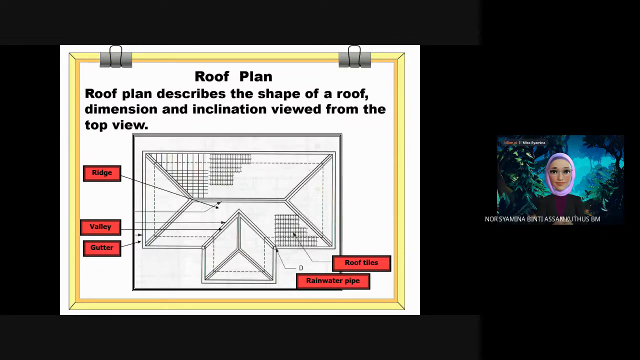Another one will be your roof plan. So the roof plan shows you the shape of the roof, the dimension, and also the inclination viewed from the top view. So earlier, if we have a house, the floor plan shows you the top view without the roof. Then we will also have another top view with the roof.